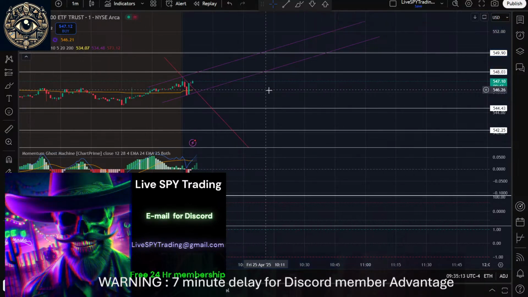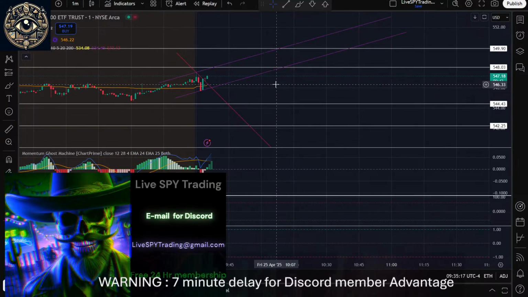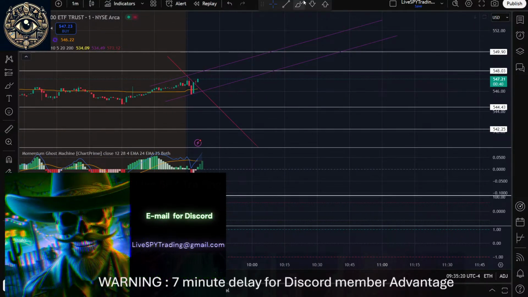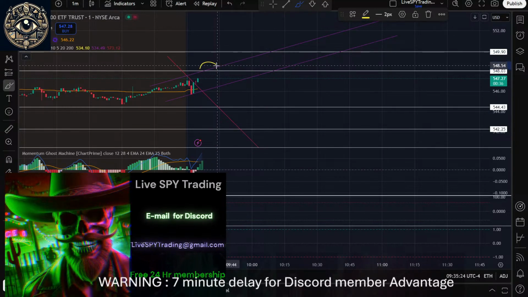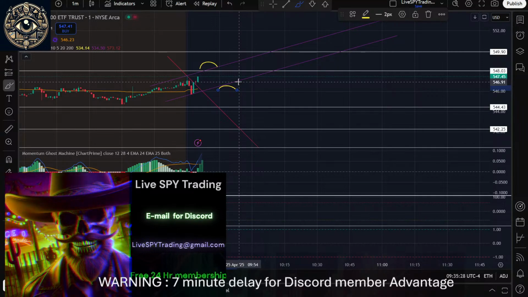All right, so we're in purple. Let's see what we got. Let's see if we build some liquidity in purple. Let's see if we break the purple and then hit that right there.